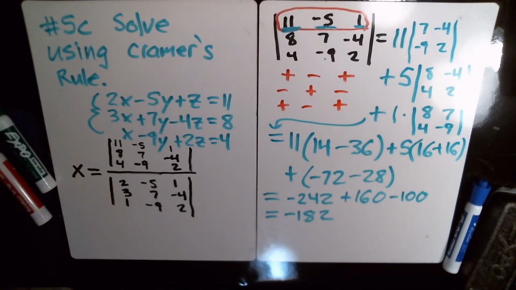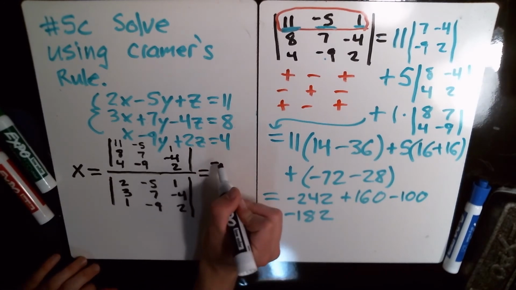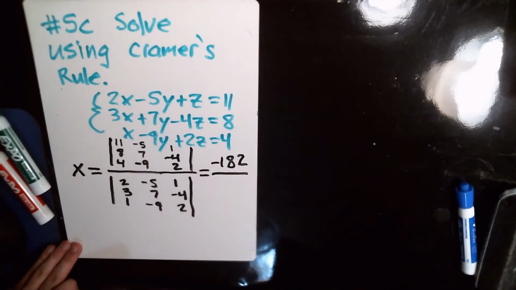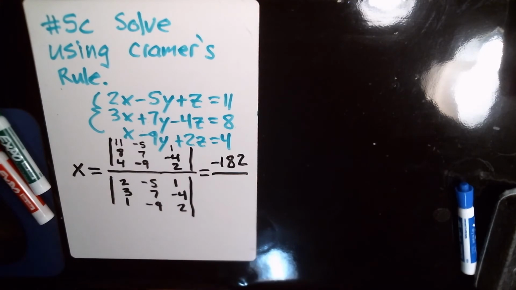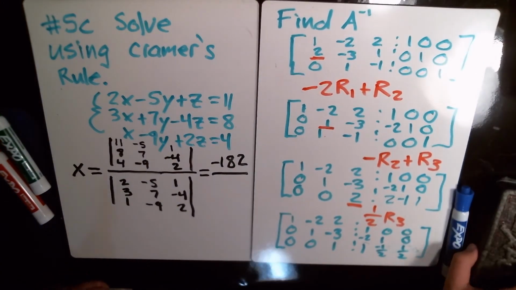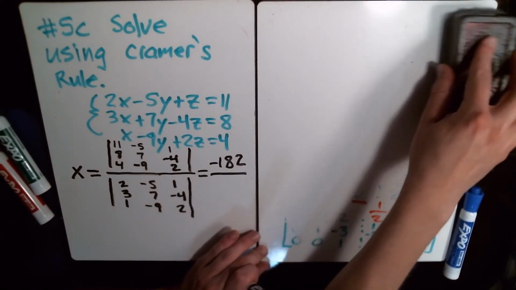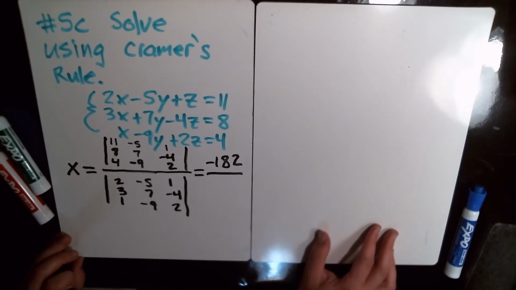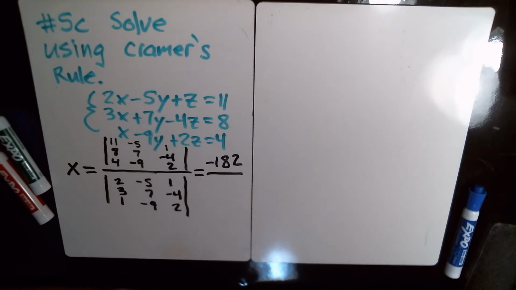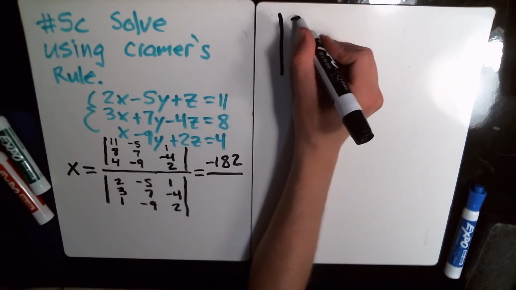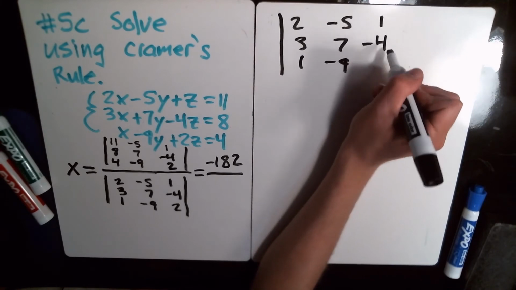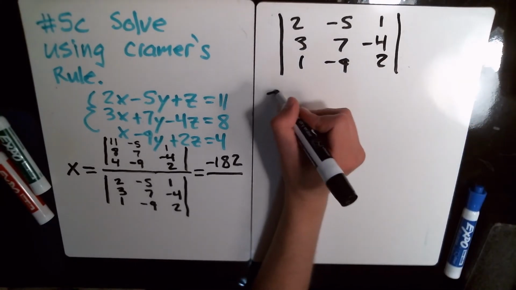I now know that the top of my fraction is negative 182. The bottom of my fraction will be this 3 by 3 determinant. So I'm going to get rid of this because I don't think we need it right now. Let's do another determinant. 1, negative 4, and 2. There we go. So, we do the same thing.